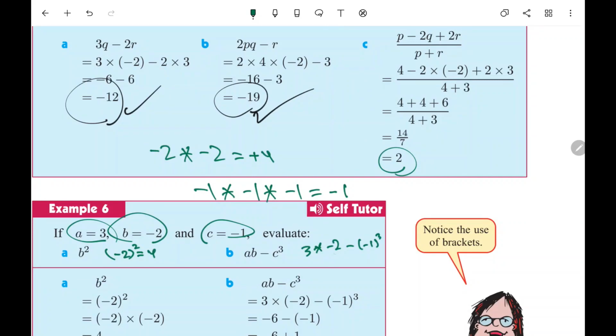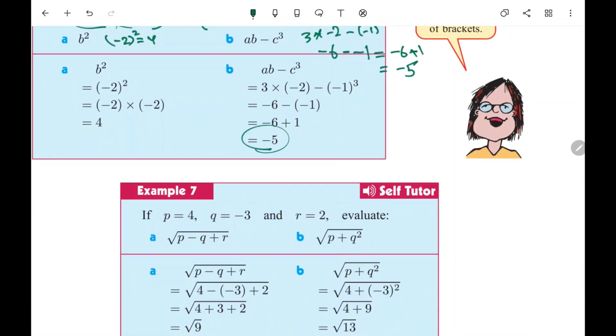3 times negative 2 equals negative 6. Minus negative 1 to the power of 3, which equals negative 1. Negative 6 minus negative 1 equals negative 6 plus 1, so negative 6 plus 1 equals negative 5.